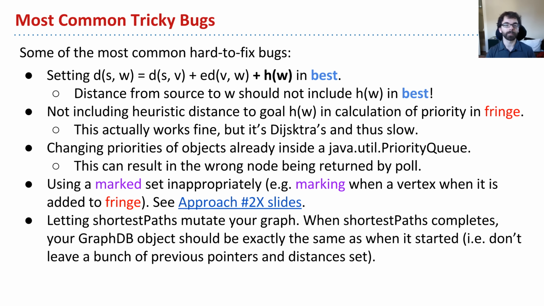Similar, the opposite of that problem is not including the heuristic distance to the goal when you're trying to decide the priorities of nodes in the fringe. Now that'll actually work correctly, but it's Dijkstra's algorithm as a result, and thus it's slow. So the first bug will actually break functionality. This one will just make your code slow if you forget to use H of W.